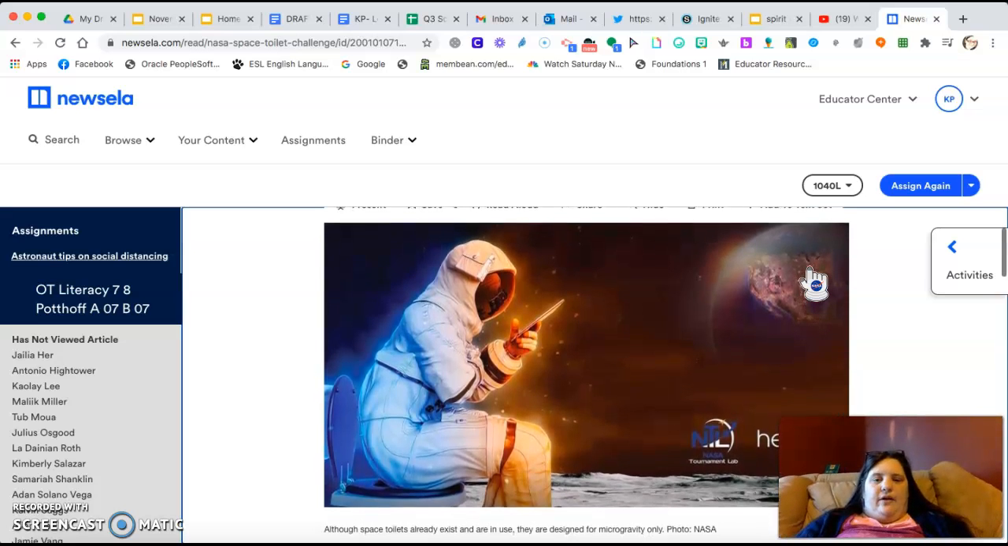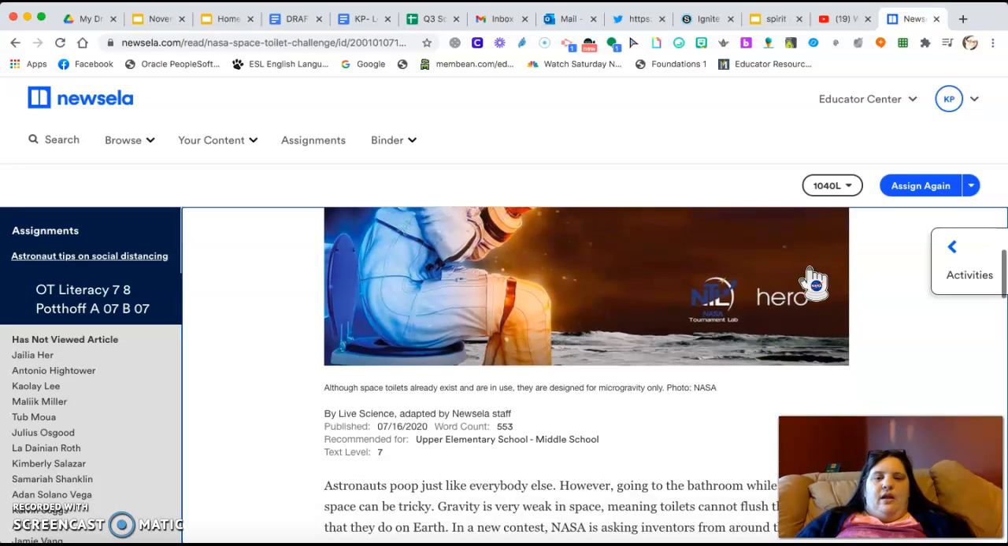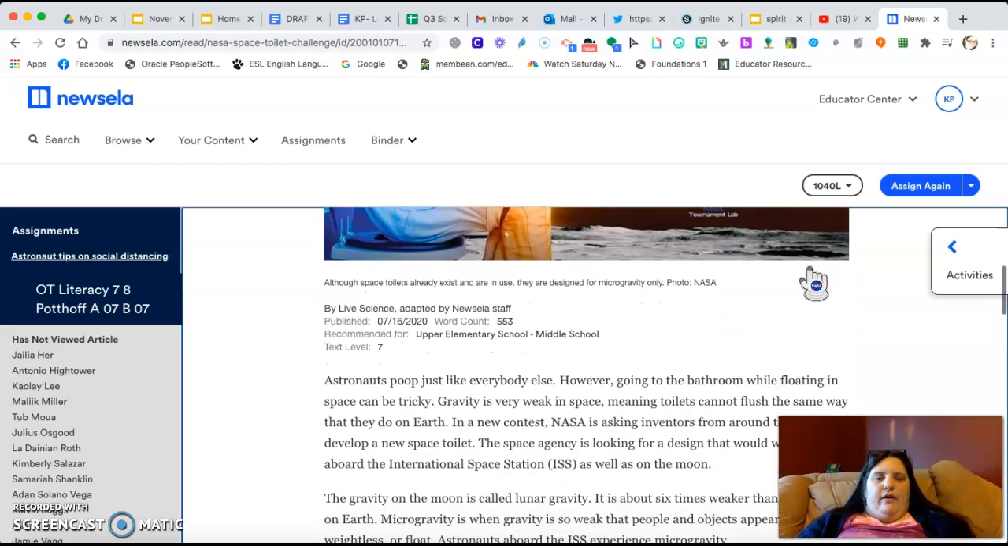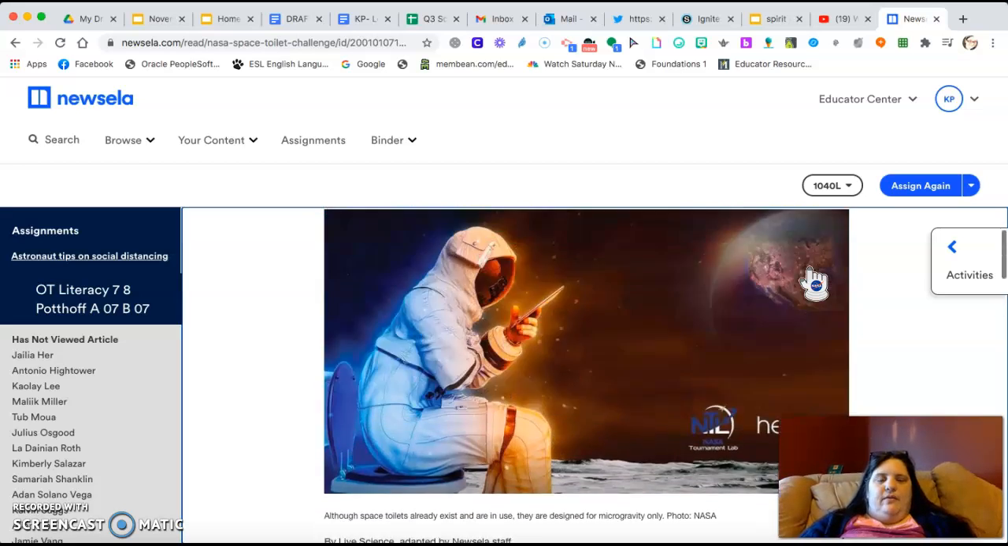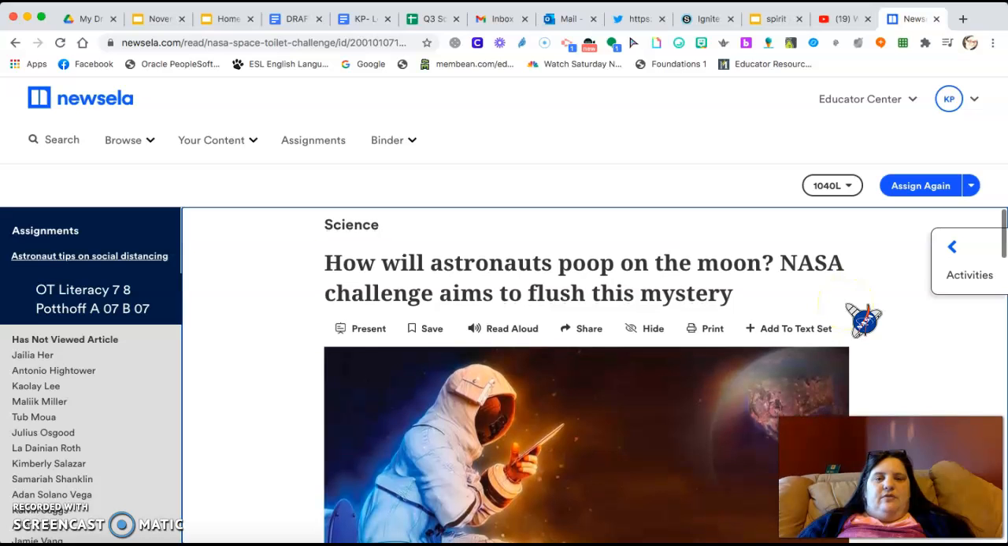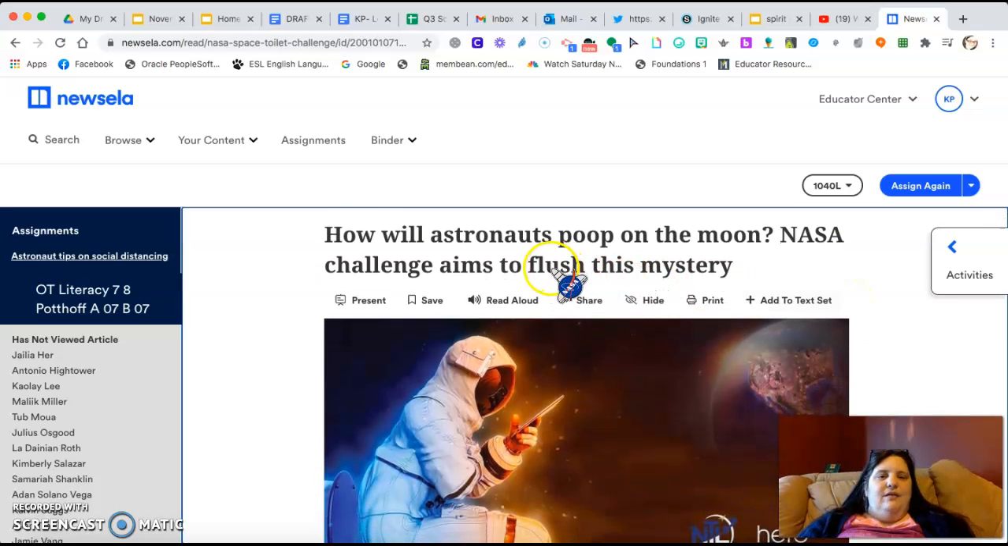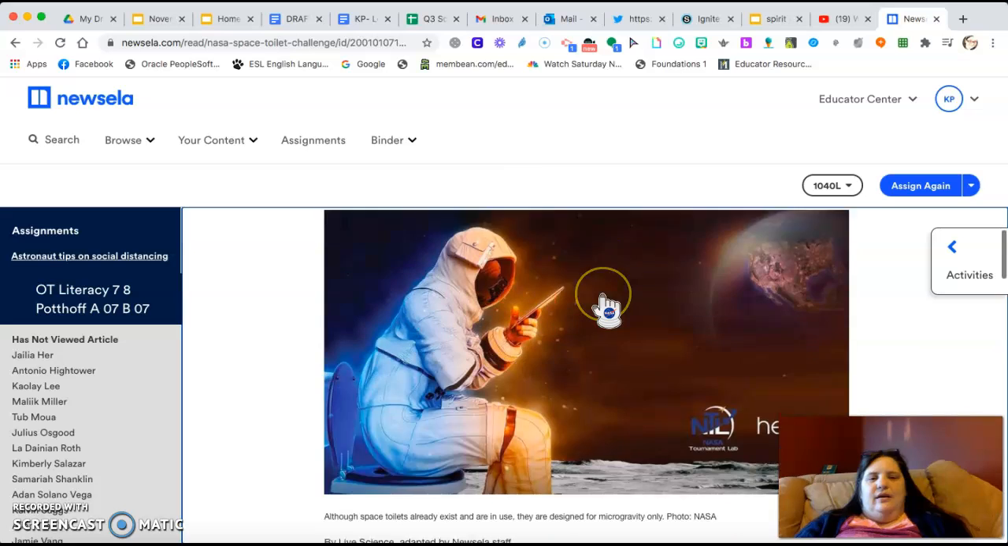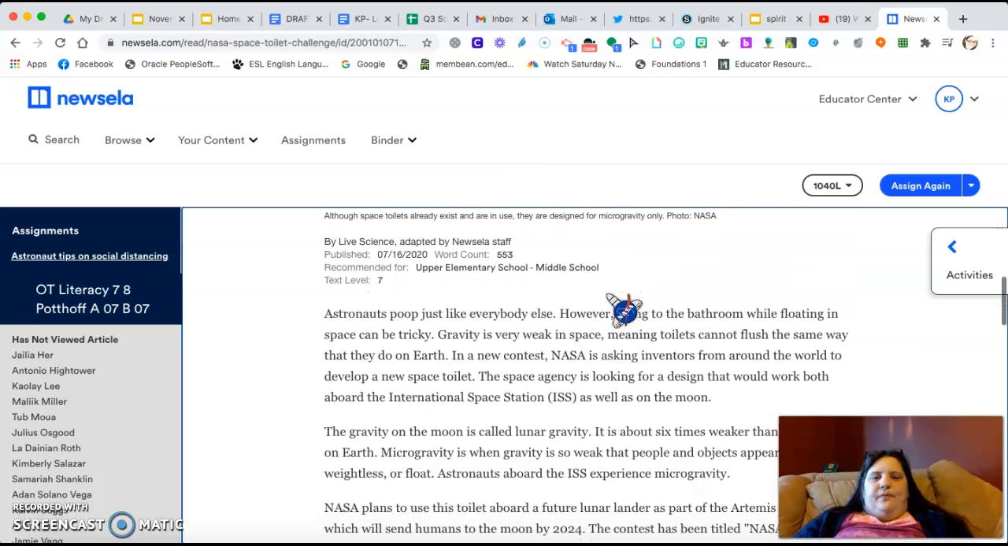And so I just want to show you quickly how to mark up this article. This is "How will astronauts poop on the moon? NASA challenge aims to flush this mystery." Flush and poop. So, all right. Astronauts poop just like everybody else.